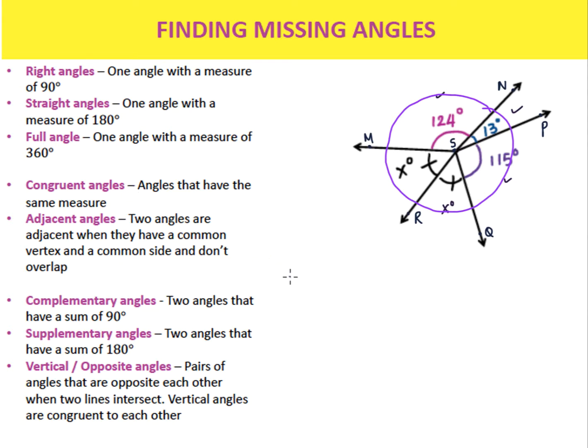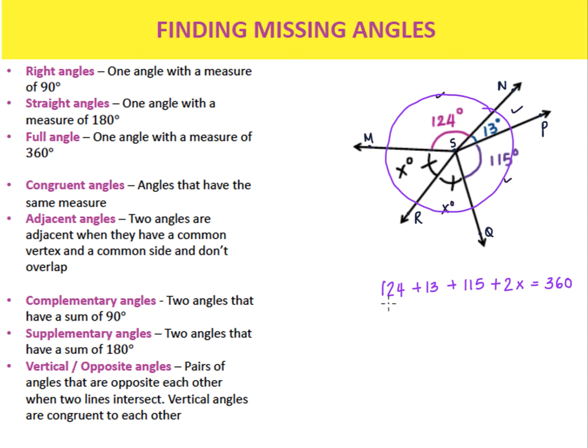Let's write an equation that represents this understanding. So we have 124 degrees, we have 13 degrees and 115 degrees, plus we have x and x. That means we have two x's. So x and x is two x's and that adds up to 360 degrees because this is a full angle.